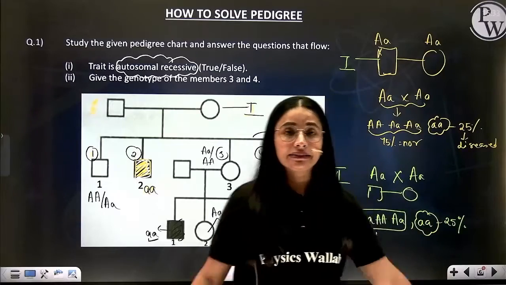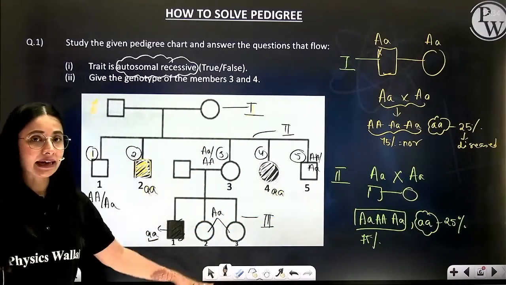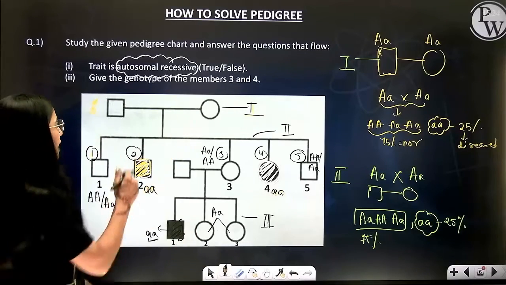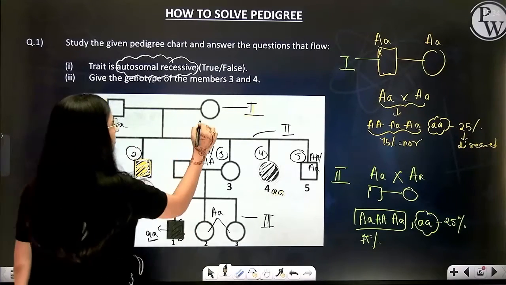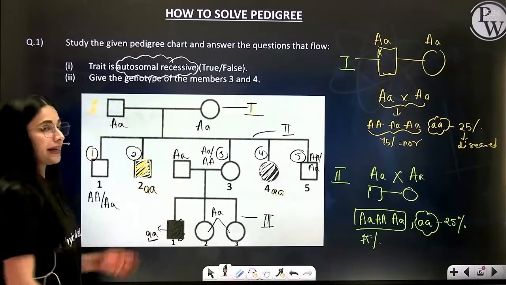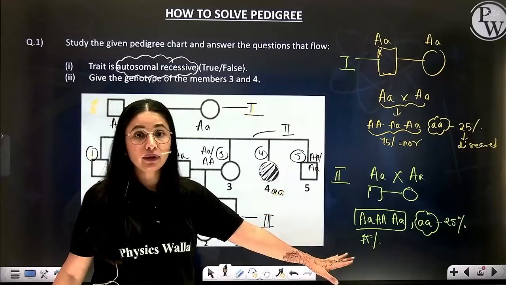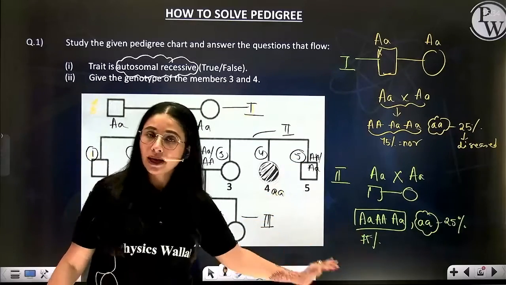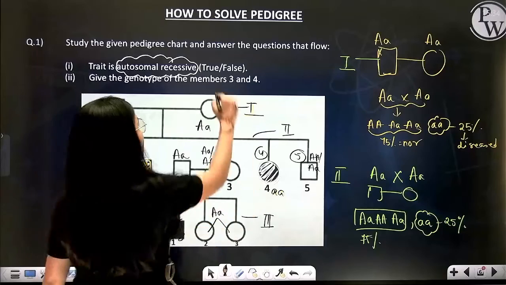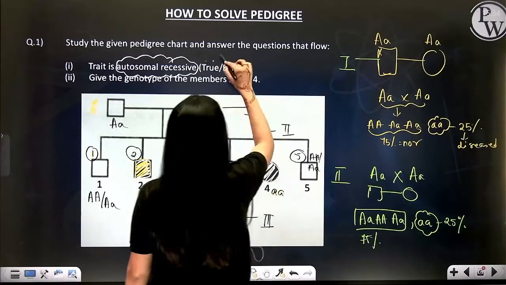Considering that this is autosomal recessive, we started solving the chart, and at the end you can see all the genotypes are clear. We have cleared the genotypes of every offspring and every individual shown in the chart, and finally you can solve everything. Nowhere did you get stuck. So yes, this is true. It is autosomal recessive. True.